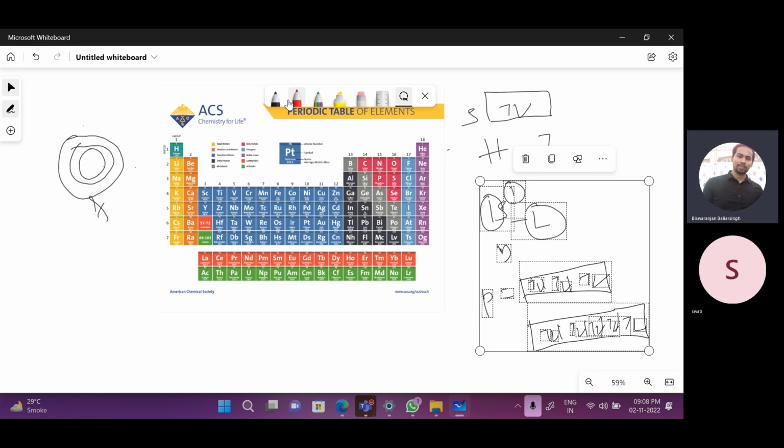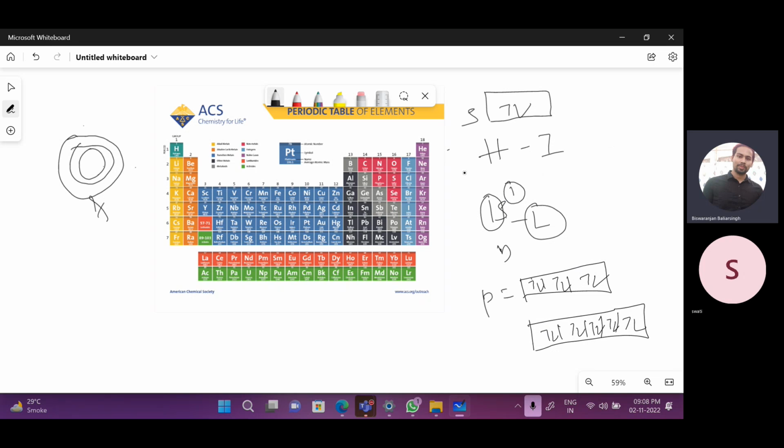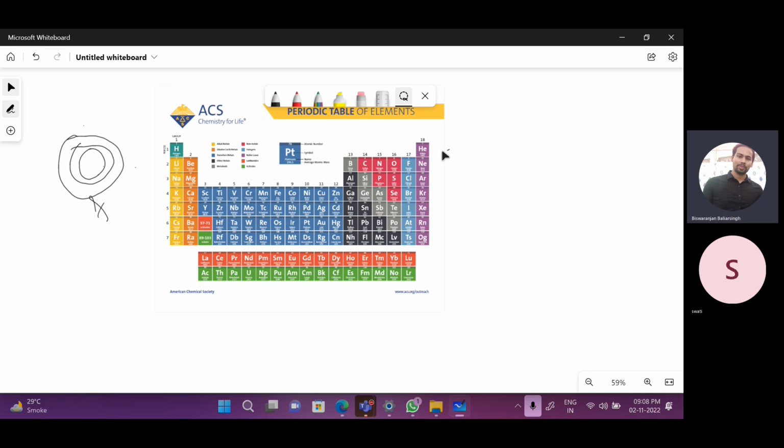Now you can say and participate with me: the electronic configuration of various subcells. So we'll start from hydrogen. How will it be filled? 1s1. Then helium. There are 2 electrons, and the first orbit contains s, and s can contain 2 electrons. That's why it will be 1s2.